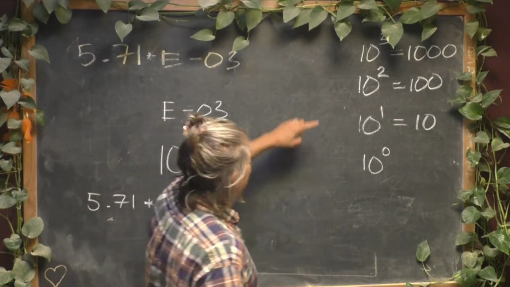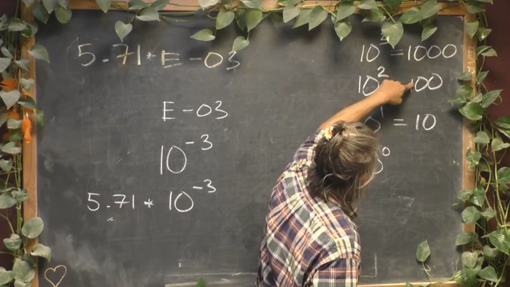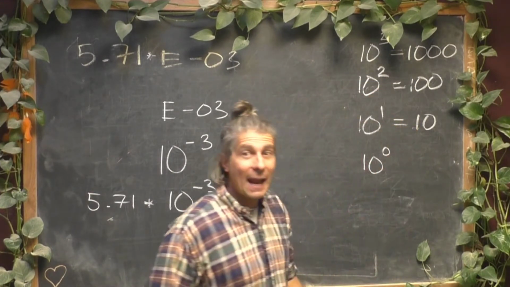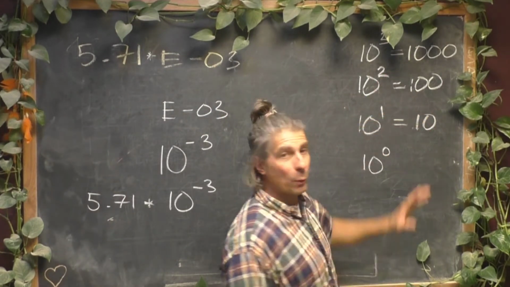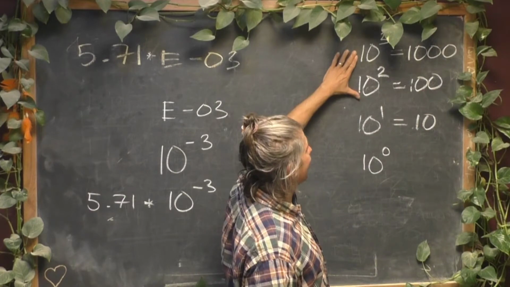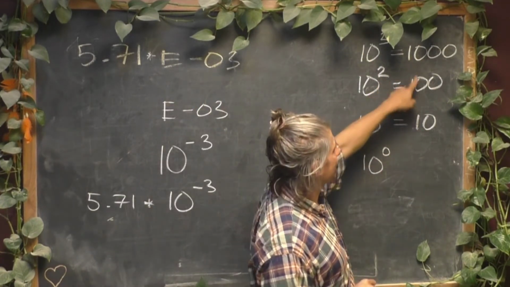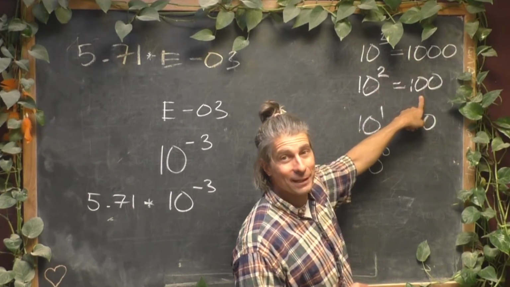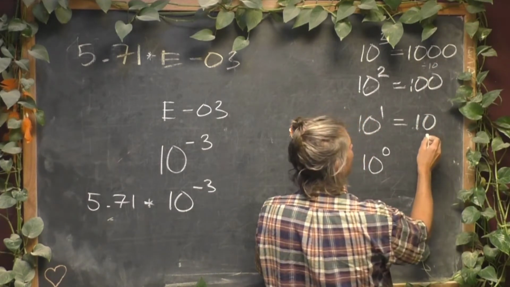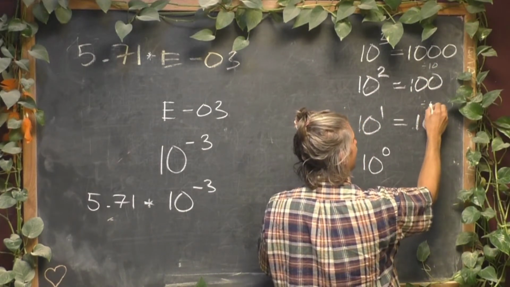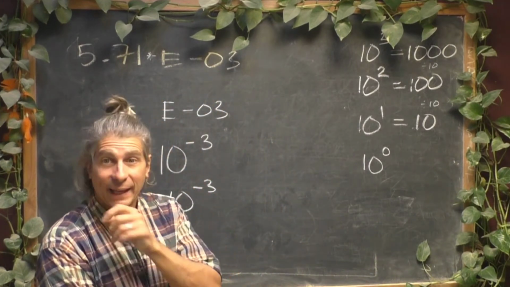Check this out. These are going down by 1 each time. What's happening between here and here and here and here? There is a commonality happening. How do you get from 100 to 10? I want you to think of it via the idea of multiplication, or in this case, division. You get from 1,000 to 100 by dividing by 10, and you get from 100 to 10 by dividing by 10. So you see, you actually do have a commonality.